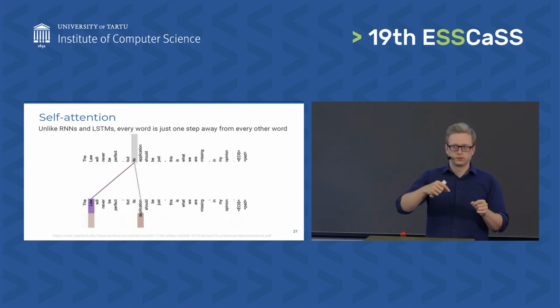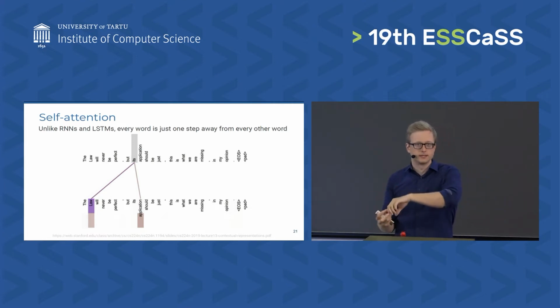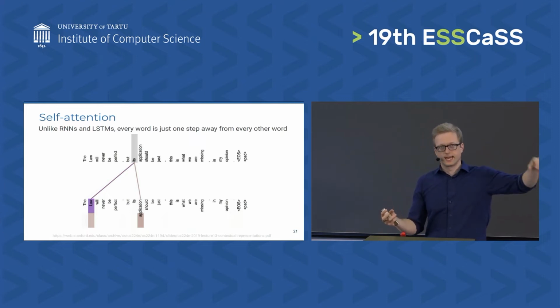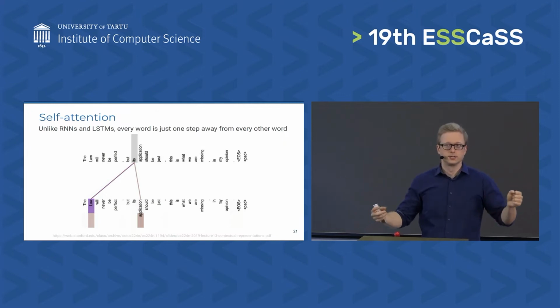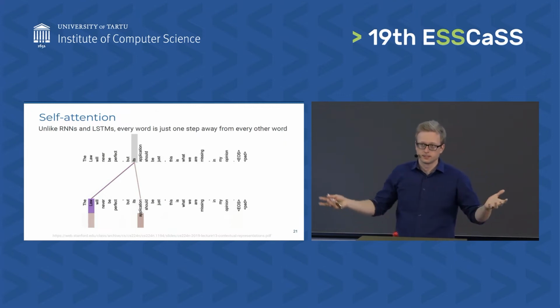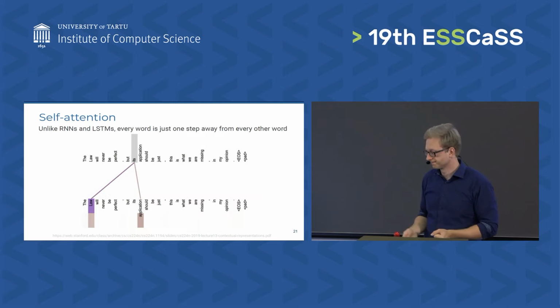So in order to get to the next word, we had to process the previous word. And if the next word depended on a word that came 10 words before it, then we had to do 10 different jumps in order to actually get to it. And we might actually forget some of the information from the original word before we get to it.